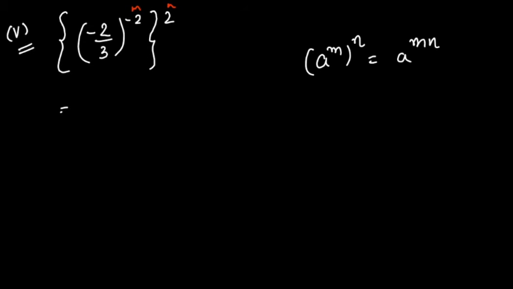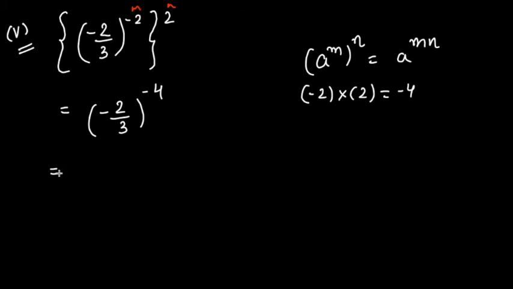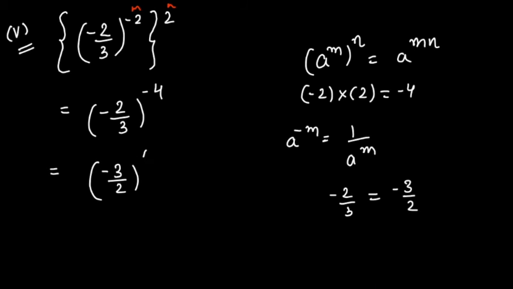So I can write it as minus 2 upon 3 raised to the power minus 2 into 2, which is, minus 2 into 2 is what? Minus 4. So this becomes minus 4, right? Now I can convert it to the positive exponent. What can it be? I will be taking the reciprocal of it because I know, right? So I need to take the reciprocal of minus 2 by 3, which will be minus 3 by 2. So it becomes minus 3 by 2 raised to the power 4.